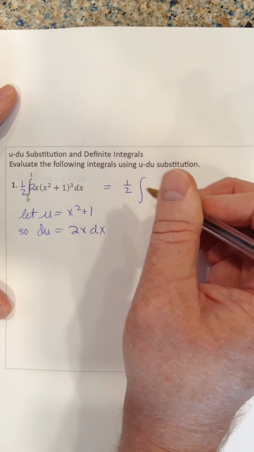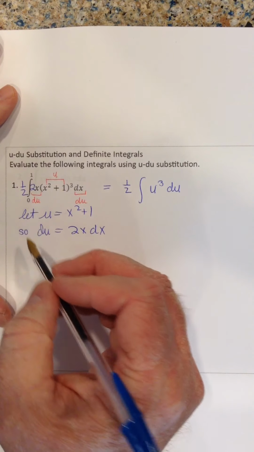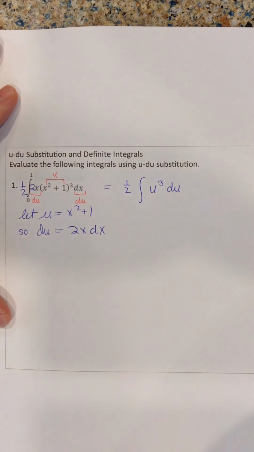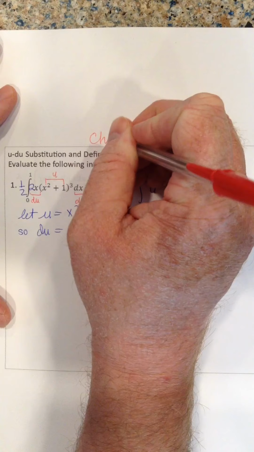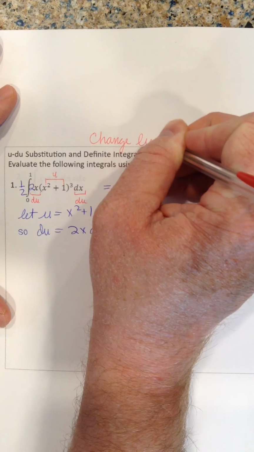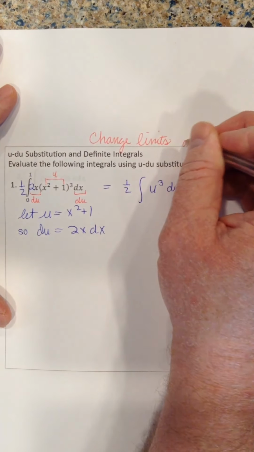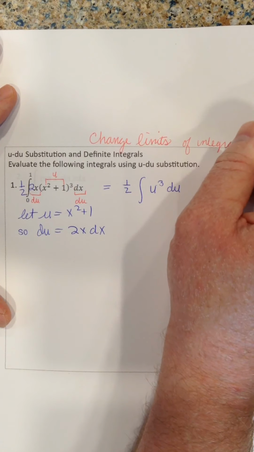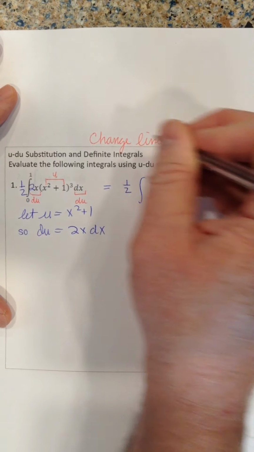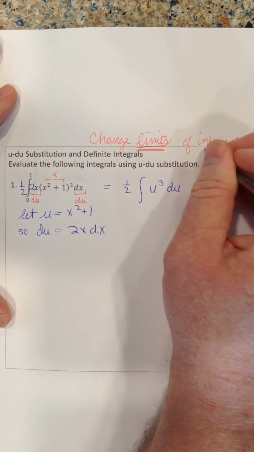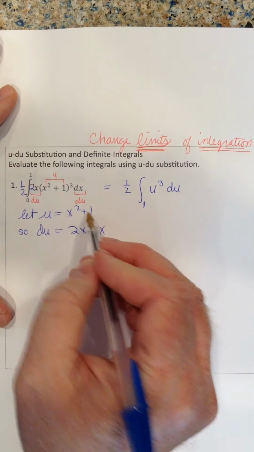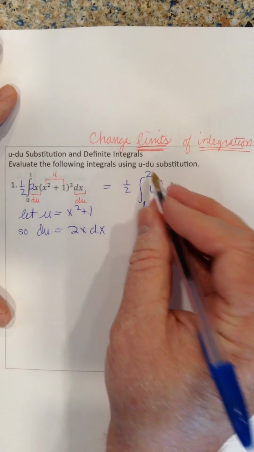Now what I need to do though is also change my limits of integration. So I'm going to put a big note on here: change limits of integration. I'm going to underline that twice because it's really important. So if I substitute 0 in for x, I get 0 squared plus 1 is 1. If I plug in 1, I get 1 squared plus 1 is 2. So now I've changed my limits of integration.